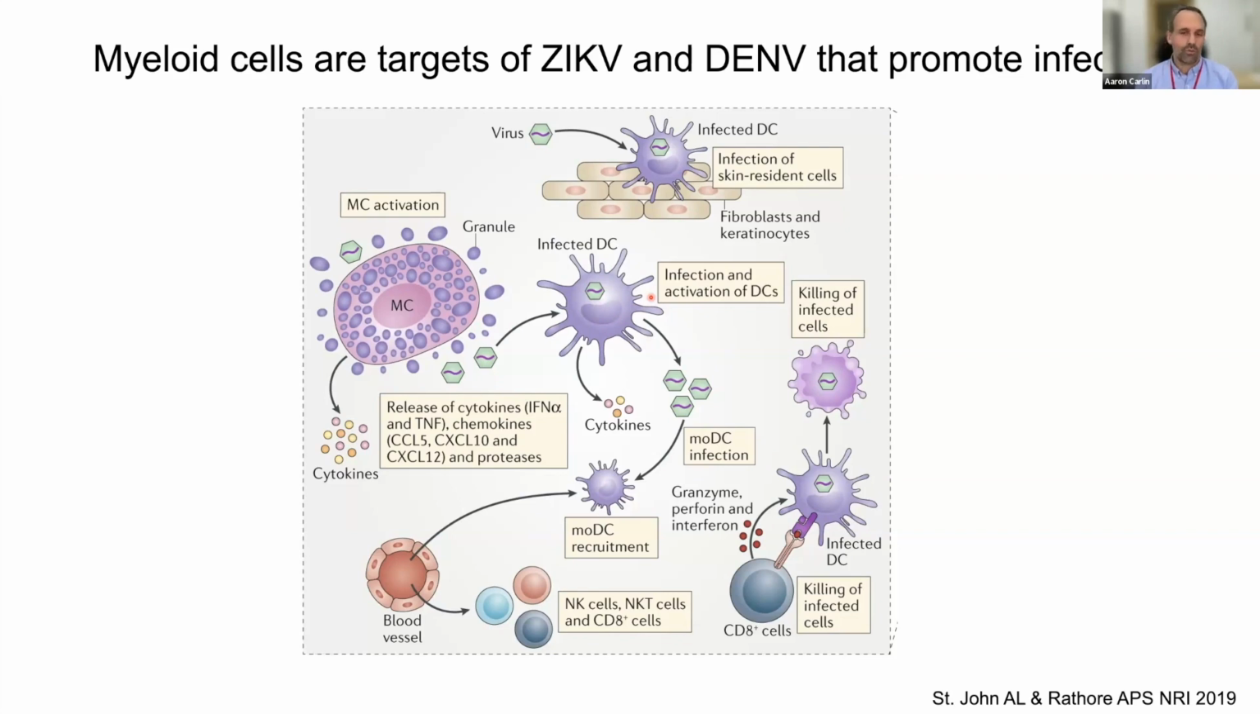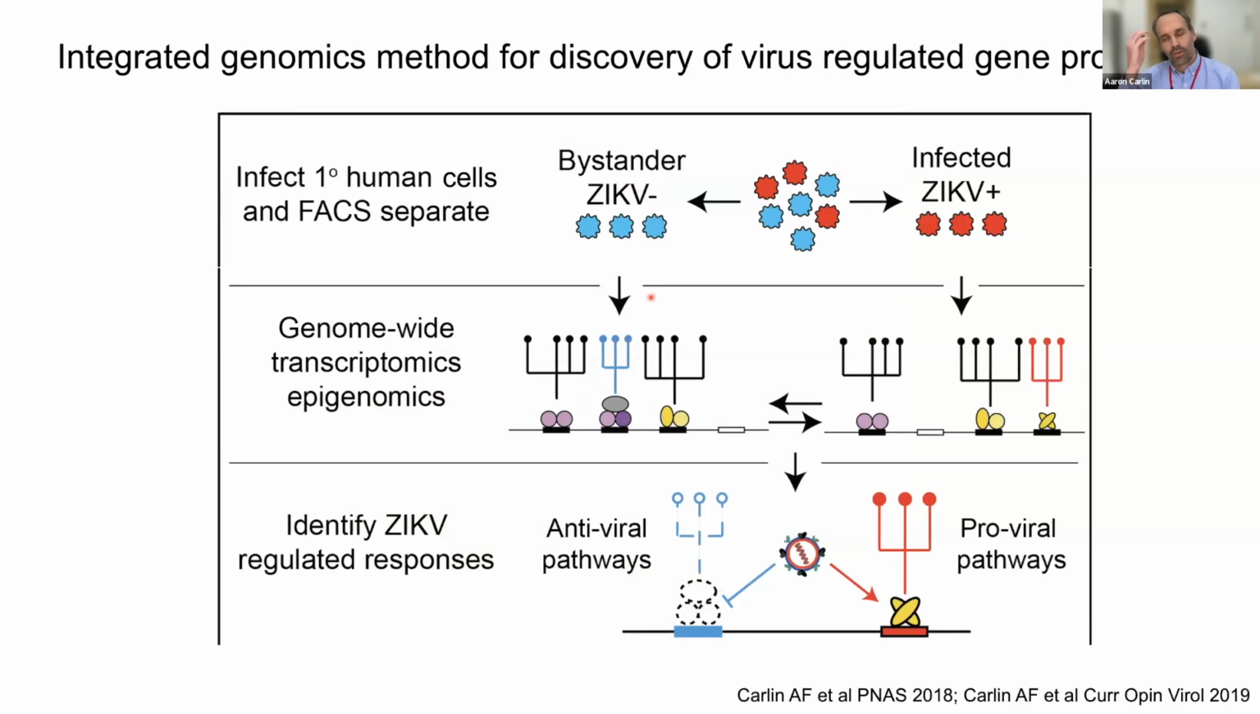And so we went about trying to understand how Zika virus and dengue virus manipulate or replicate in dendritic cells. One important thing that I wanted to discuss is the system that we use to do this, which I think is really critical for understanding why we're able to understand this virus at this level.